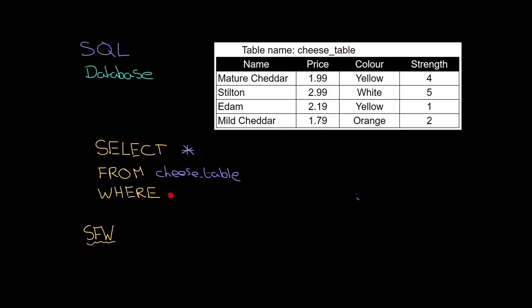So if I wanted all the information from the rows that have a name that begins with the letter M, then what I can do is where name like, and then I can do M, so it begins with the letter M, and use the percentage symbol afterwards. And that means any name that begins with letter M and has any combination of letters and numbers after it. So mature cheddar and mild cheddar. And I expect to get all the data for that.